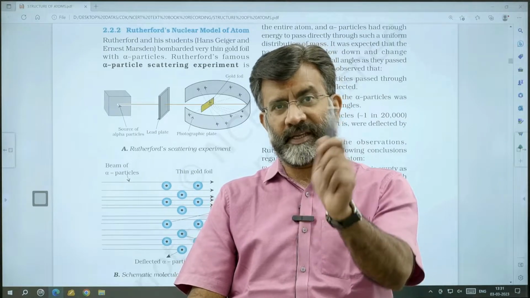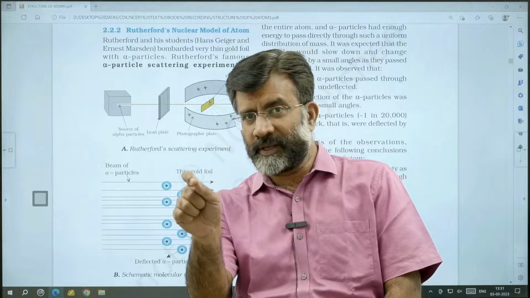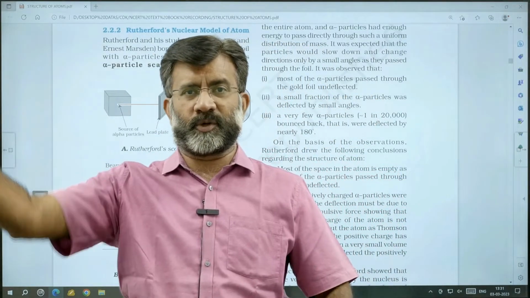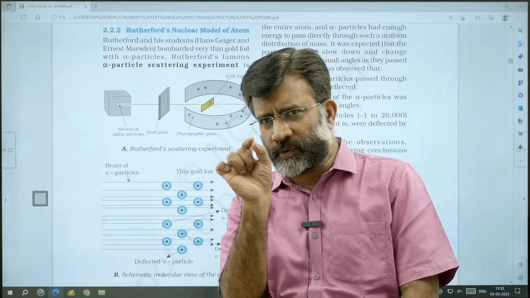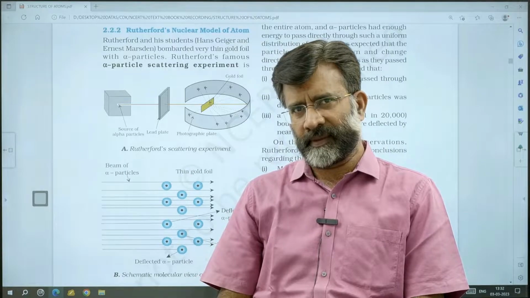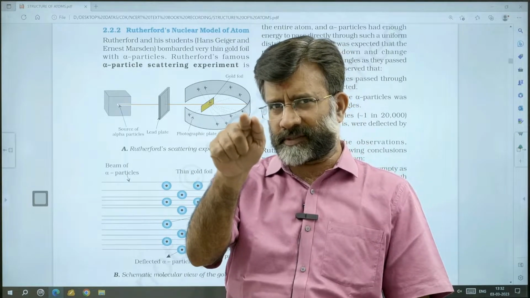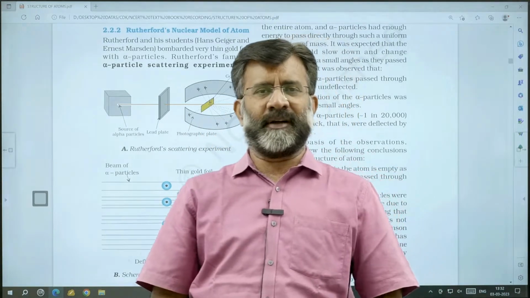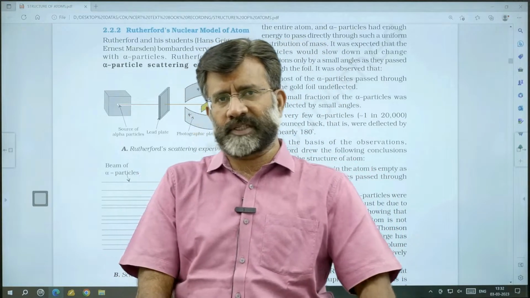And you are passing alpha particles. Alpha particles are positive particles and the nucleus is positively charged. The majority of alpha particles pass through because there is no issue. A minority, when they come close to the nucleus, get deflected. A very small minority, which comes straight at the nucleus, will bounce back, 1 out of 20,000. That was the main conclusion that evolved from the alpha scattering experiment.